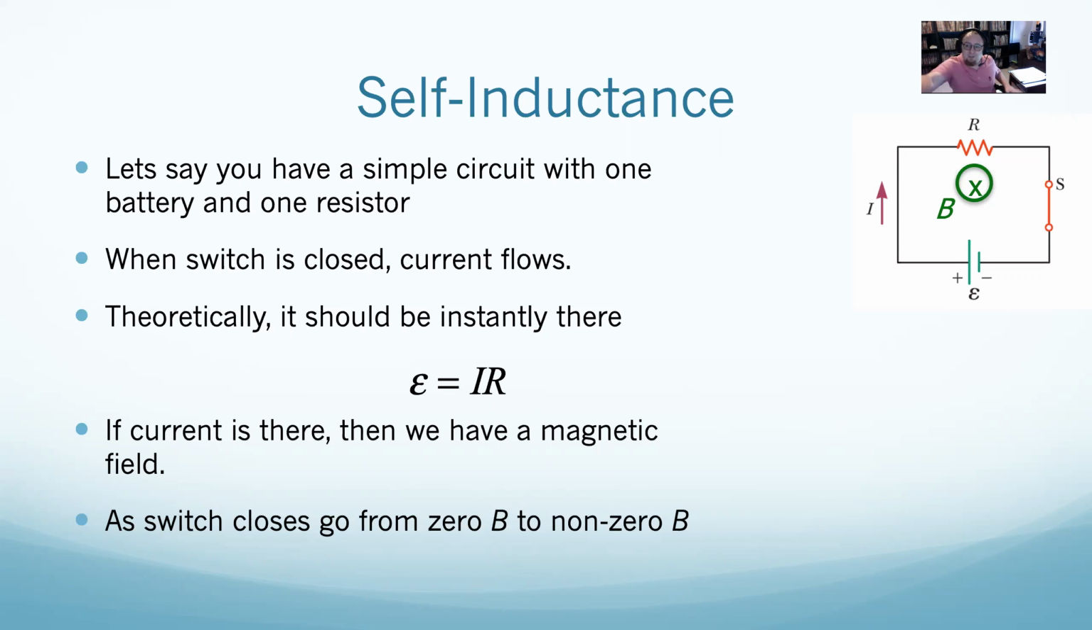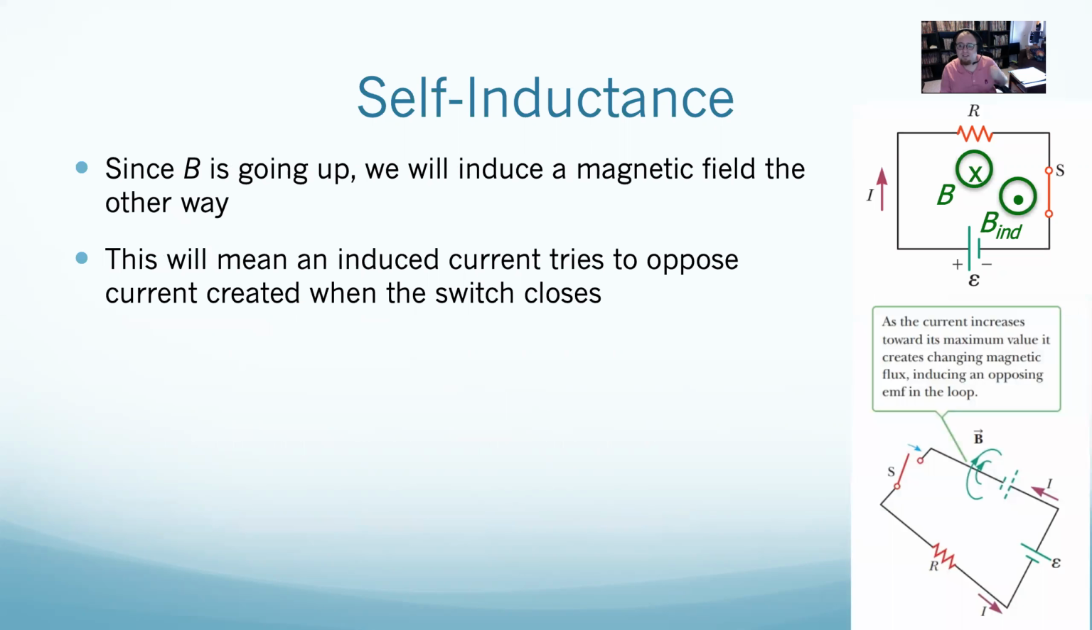But this is a loop of wire. That's what the circuit is. Any circuit is going to end up making a loop, because you have to have a closed loop for a circuit to work. And so if I suddenly turn on this circuit, I suddenly create a magnetic field, and I have to induce a magnetic field to oppose it. That means the process of closing the switch will induce an EMF.